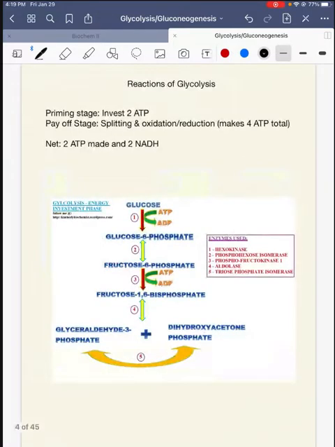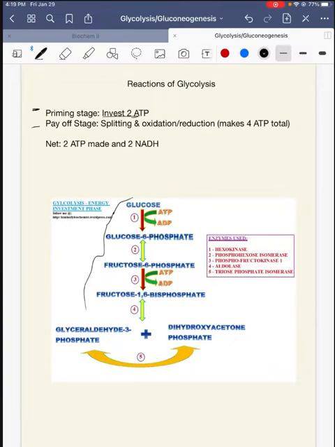Okay, so the reactions of glycolysis are mainly divided into two stages. So you have your priming stage and your payoff stage. So in the priming stage, which is right before we split, so up until here. So this is the priming stage.